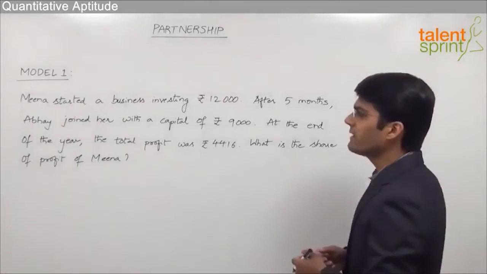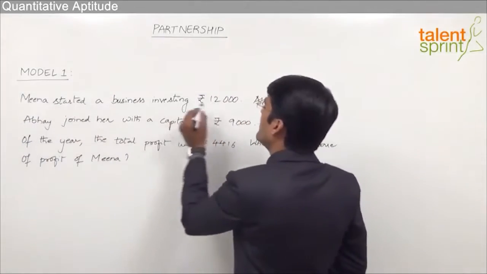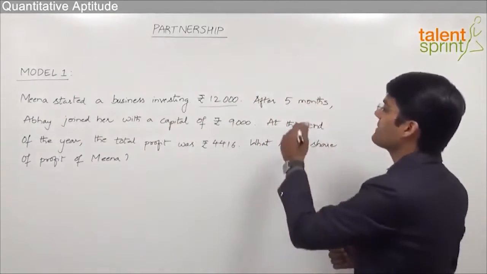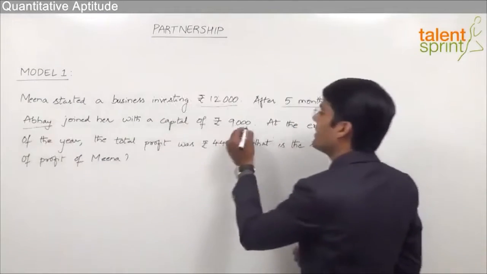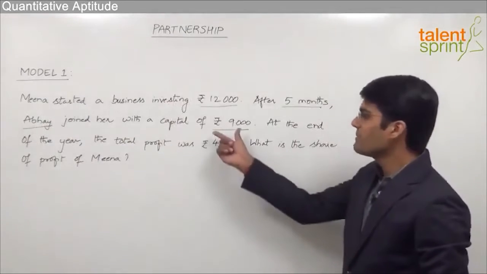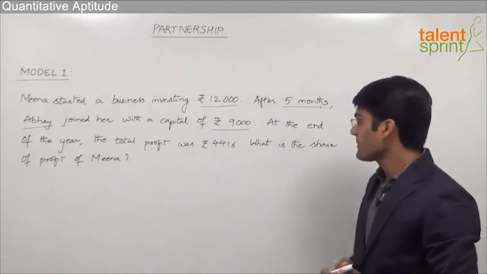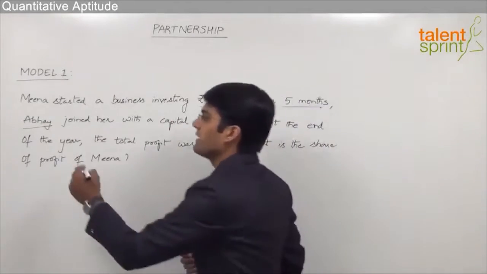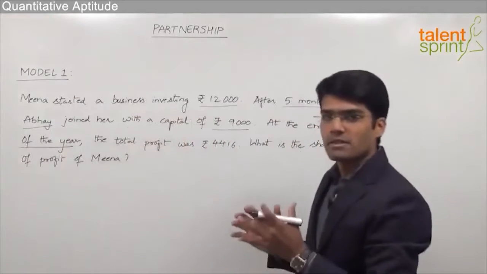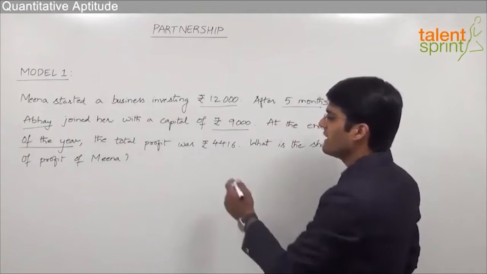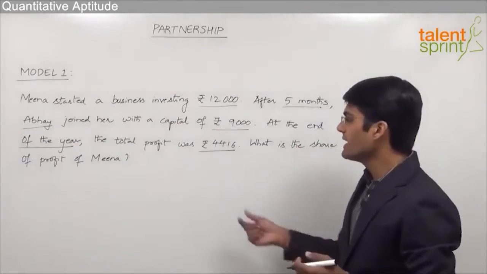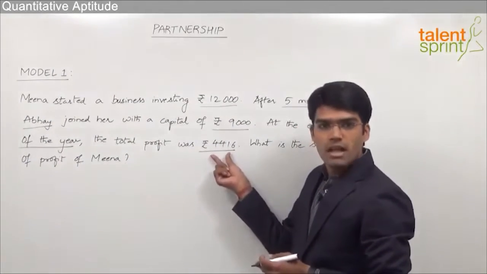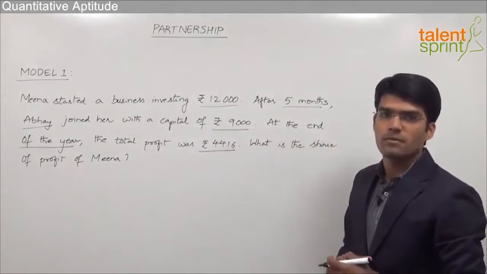So as we can see here, the investment made by Meena is rupees 12,000. After 5 months, the second person Abhay joined her with a capital of rupees 9,000. That means investment made by Abhay is 9,000. And at the end of the year, that is after 12 months, when the profit was calculated, it came out to be 4,416. So we need to find out what will be the share of Meena out of the total profit of 4,416 rupees.